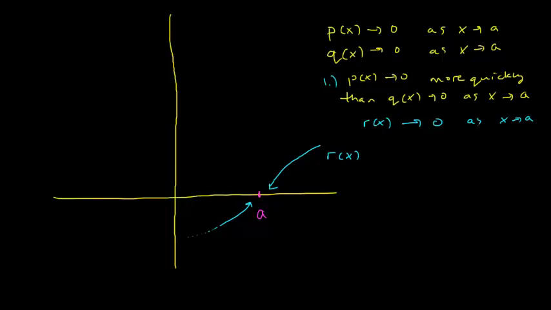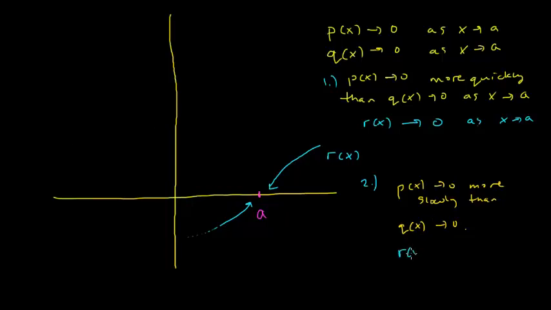Okay, well, there's another possibility. Our second possibility, let's suppose that p of x approaches 0 more slowly than q of x. In this case, let's think about what happens.